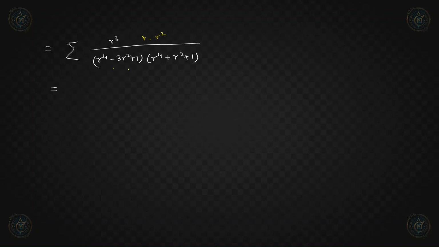And then if we check the difference of these two terms, we get r to the power 4 minus 3r square plus 1. Let's keep it on the right hand side, and on the left hand side we have r to the power 4 plus r square plus 1. Okay, so if we subtract them, we get 4r square. That means we need a 4 here, right? So we can multiply and divide by 4.